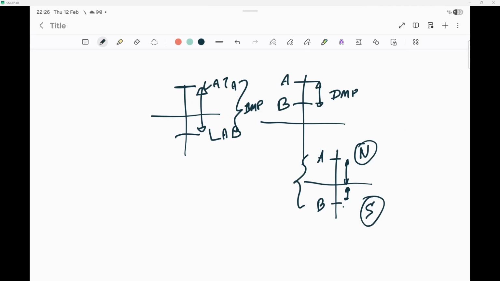Okay, any other questions? Okay, then I'm going to send you a couple of waypoints.